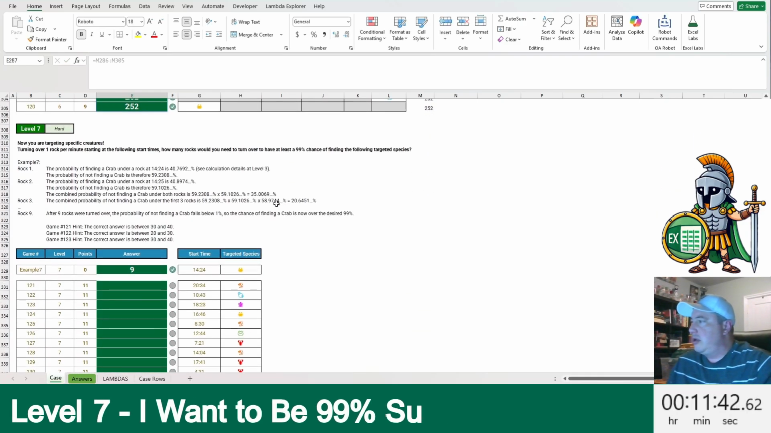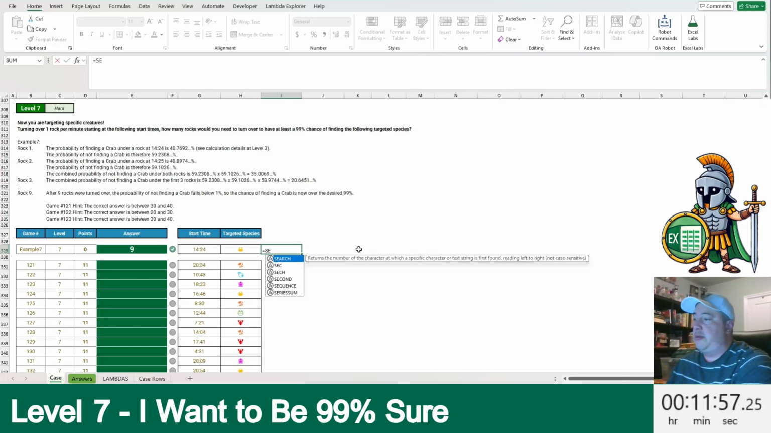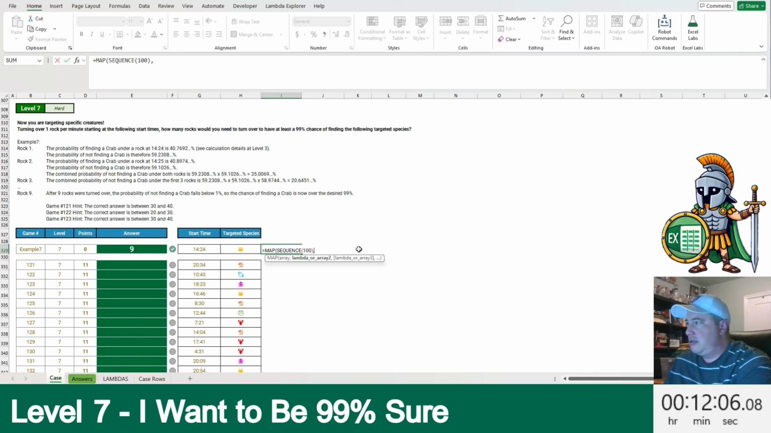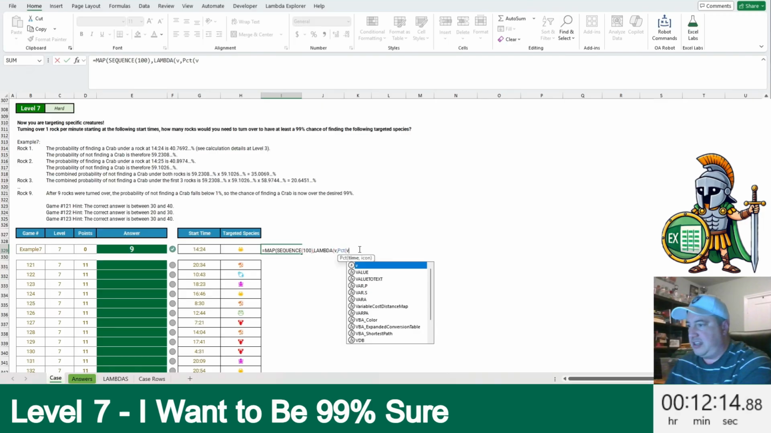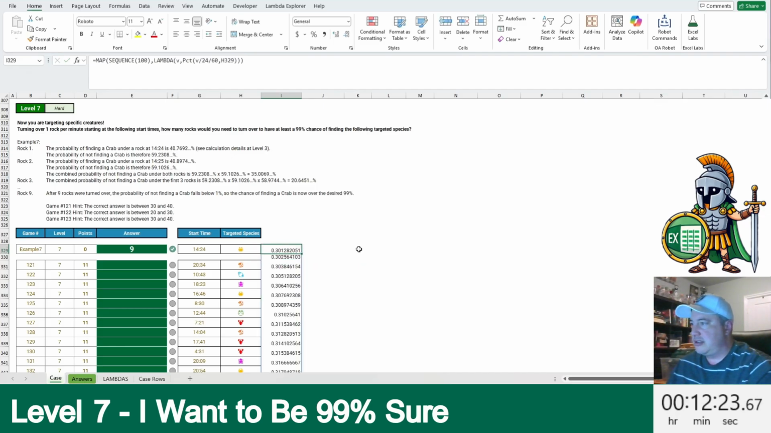Nice. Alright, this time we're picking up one creature. We want to know how many rocks we have to turn over to get 99% chance of finding one. A little bit of probability here. I don't know how many it's going to take, so we'll map a sequence of say like 100, 1 per minute. Okay, so lambda v, the percentages are going to be PCT v divided by 24 divided by 60 for this guy. So those are my percentages.